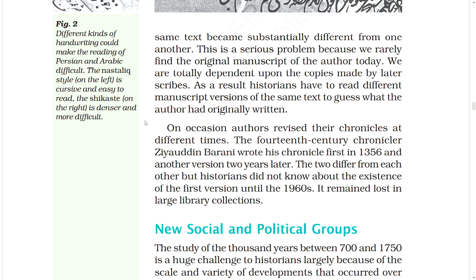On occasions, authors revised their chronicles at different times. The 14th century chronicler Ziauddin Barani wrote his chronicle first in 1356 and another version 2 years later. The two differ from each other, but historians did not know about the existence of the first version until the 1960s. It remained lost in large library collections.